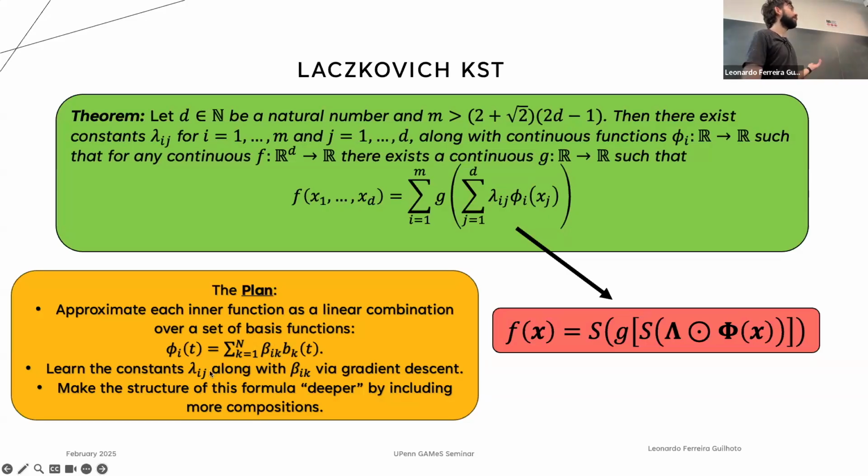Okay? And our goal is that we're going to learn these constants lambda ij along with the constants beta via gradient descent from some data or some other training method that we care about. And another thing that I'm going to be getting to in a little bit is we're going to also try to make this compositional structure deeper. We're trying to go further with this representation so we get more layers, so to speak.